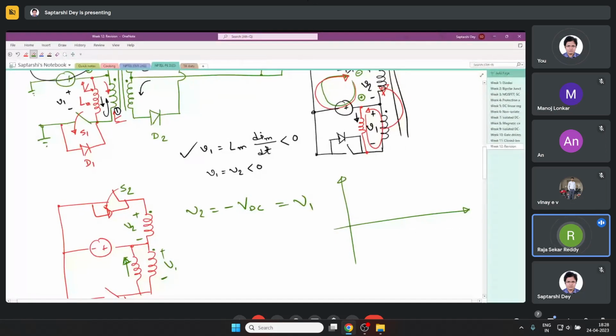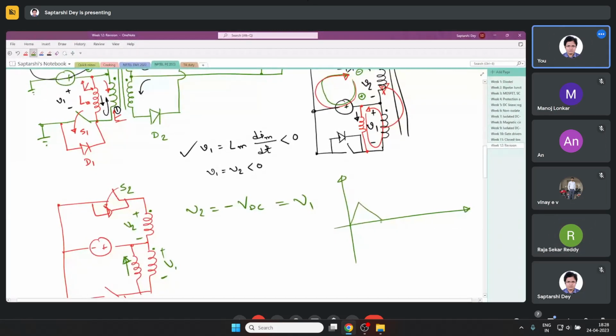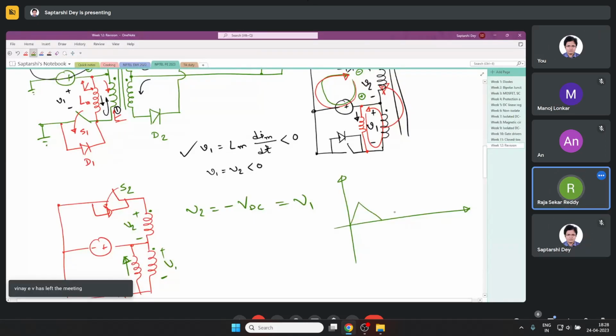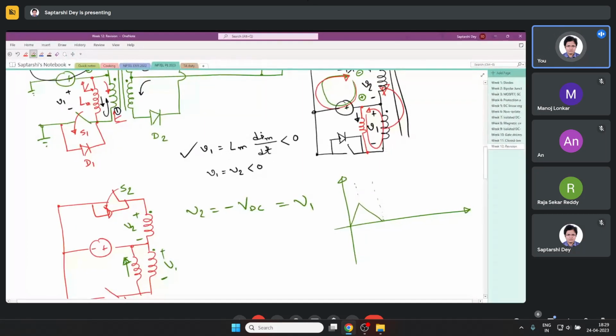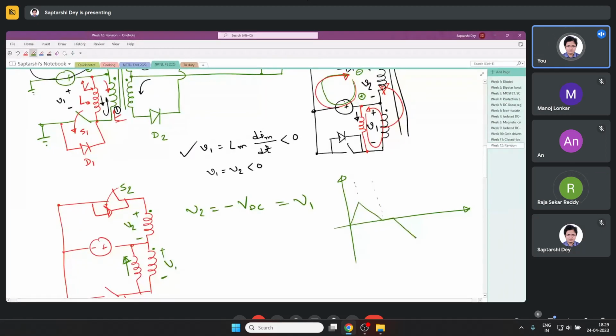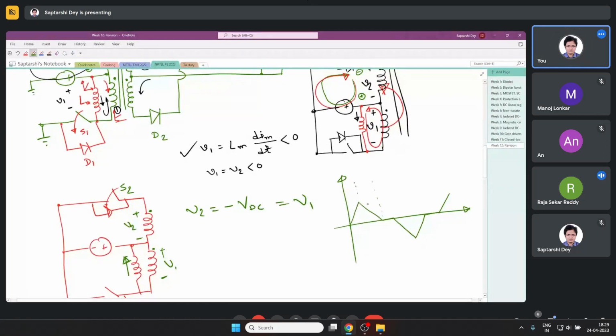So it will increase, then reduce to 0, then again, say if I say the duration is 50%, it will look like this, or if it is less than 50%, it will look like this. Then again increase on the other side, decrease to 0 in this way. So this will be the magnetizing current or the flux in the transformer core.